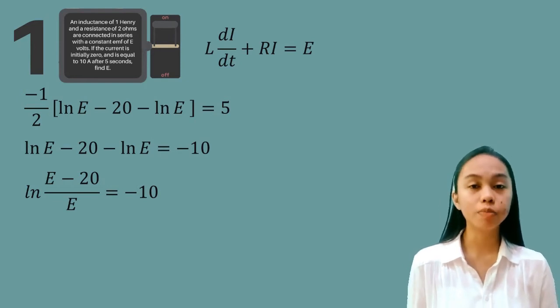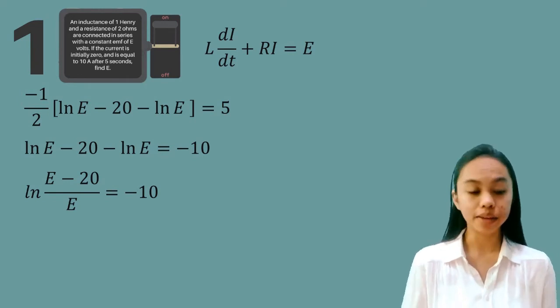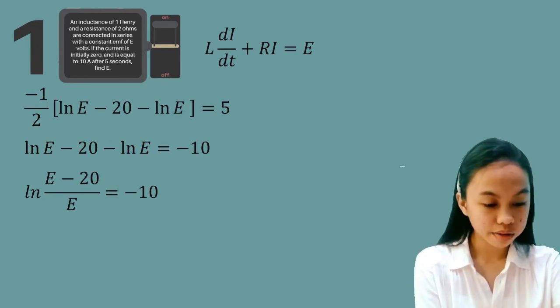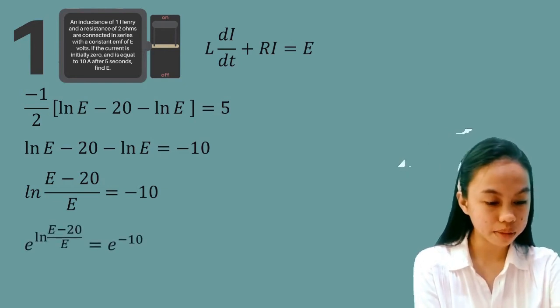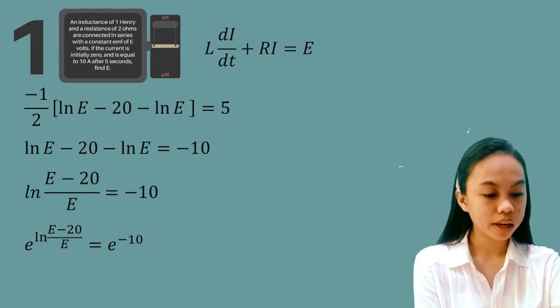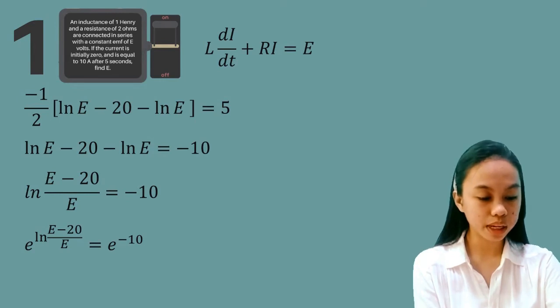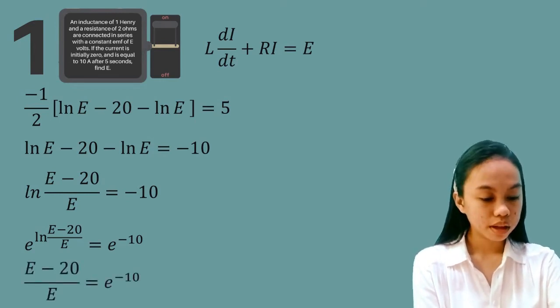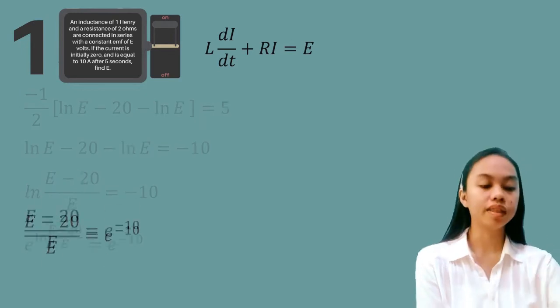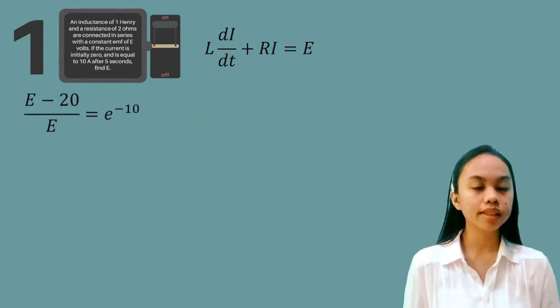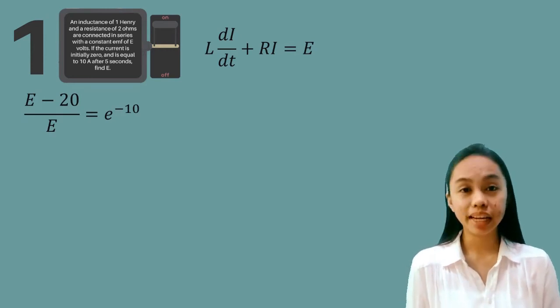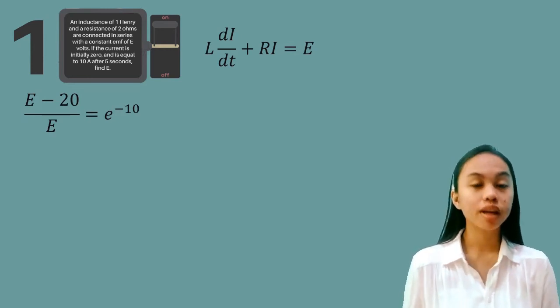So after this one, we will make the equation ln e minus 20 over e equals negative 10 as an exponent of small letter e, or the Euler's number, so that we can cancel ln. So we will have e raised to the power of ln of e minus 20 over e equals e raised to the power of negative 10. So e raised to the power of ln will be cancelled, and so we will be left with e minus 20 over e equals e raised to the power of negative 10. So what we are going to do next is that we will isolate big letter e, or the voltage source, so that we can get its value.